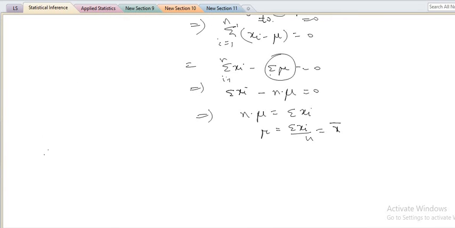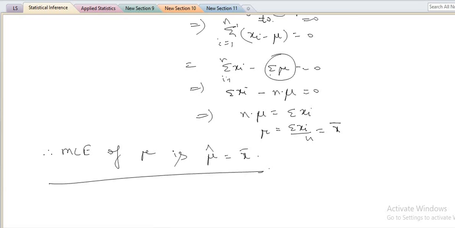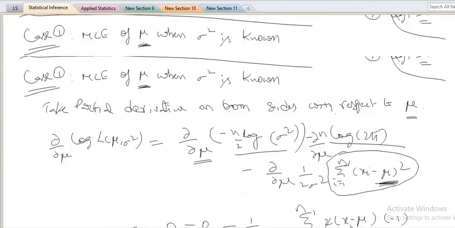Therefore, the MLE of mu, mu cap, is x bar. That's all. So this is the MLE of mu of a normal distribution, that is, the MLE of mu is the sample mean x bar.